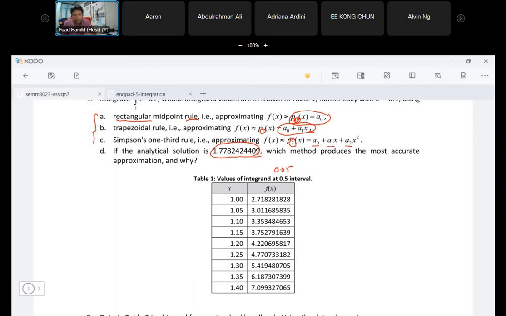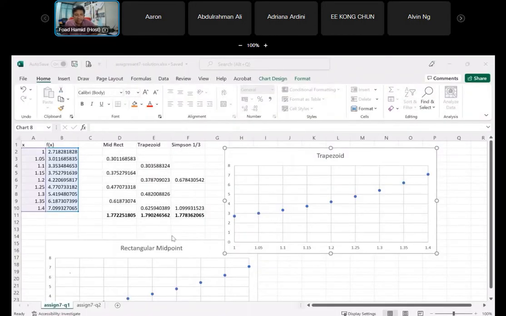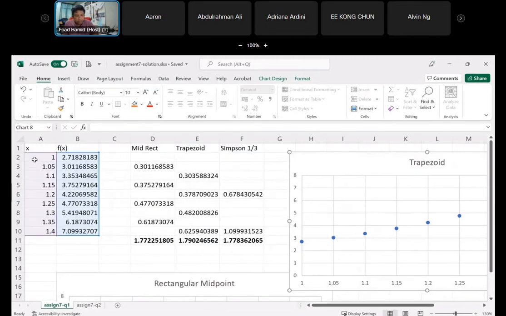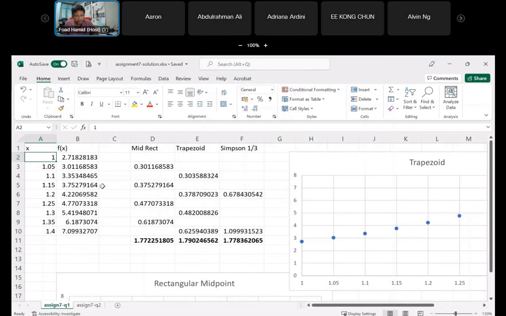Okay, so now, just like I mentioned just now, I have my Excel. Let me show you my Excel here. Okay, so this is my Excel. It's kind of small. Let me zoom. So these are the values. I just copy pasted what we have on the question paper.